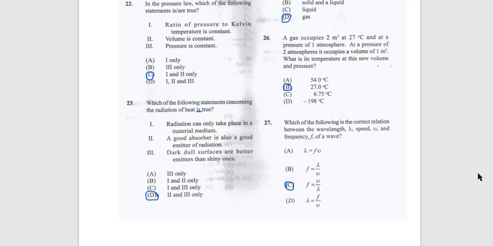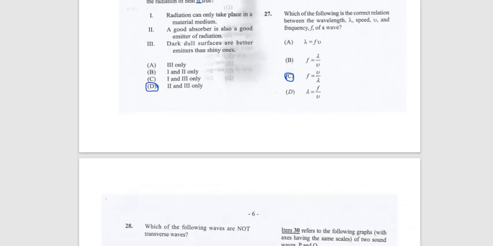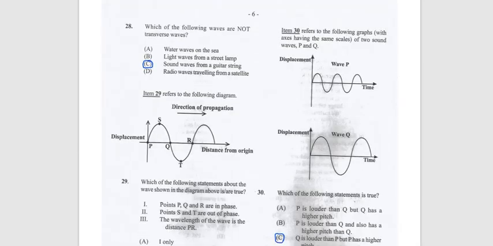27. Which of the following is the correct relation between wavelength, speed, and frequency of a wave? C. 28. Which of the following waves are not transverse waves? Sound waves from a guitar string are not transverse.